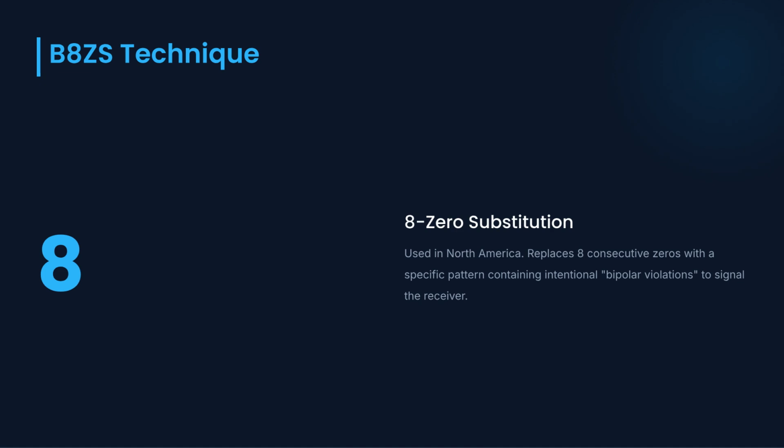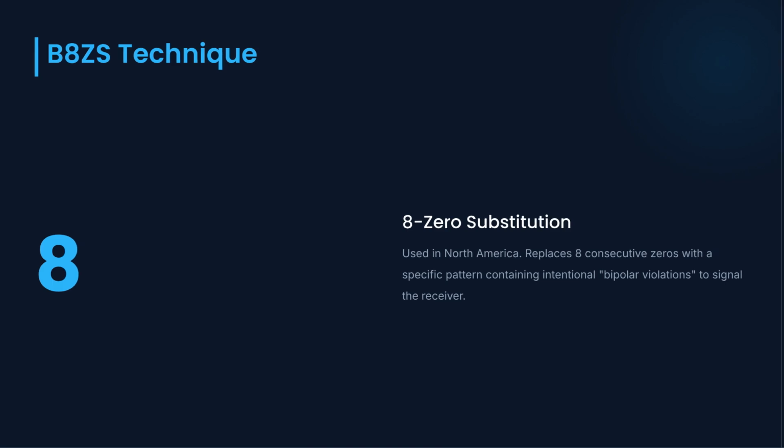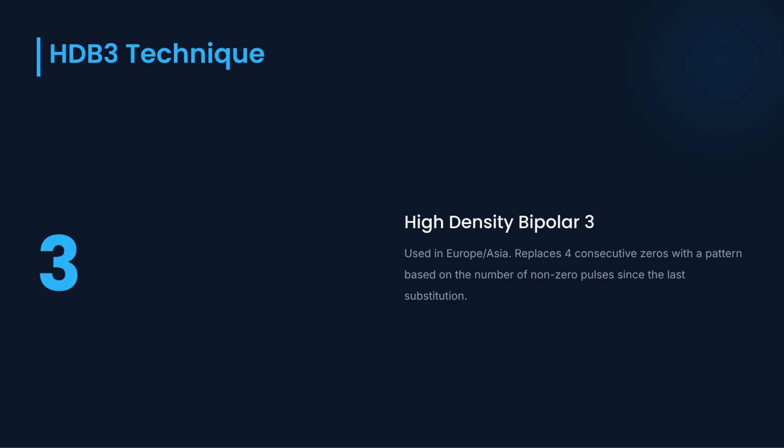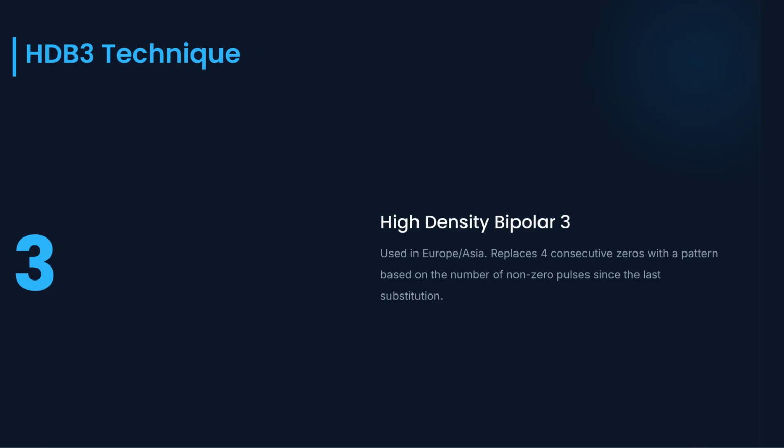B8ZS, or 8-0 substitution, is a scrambling technique used in North America. It replaces 8 consecutive zeros with a specific pattern containing intentional bipolar violations to signal the receiver. HDB3, or high-density bipolar 3, is used in Europe and Asia. It replaces 4 consecutive zeros with a pattern based on the count of non-zero pulses since the last substitution.